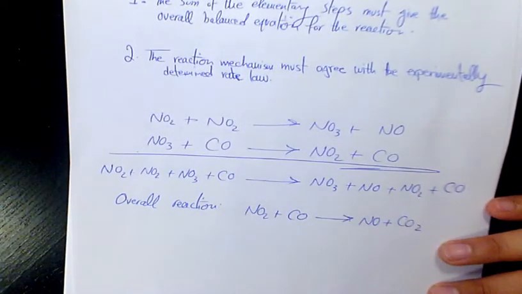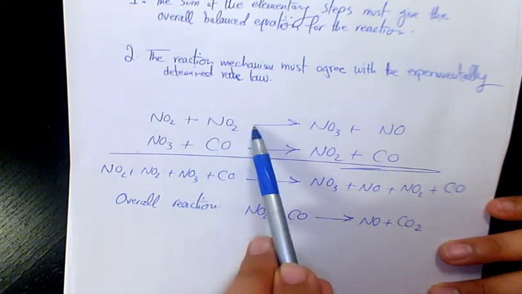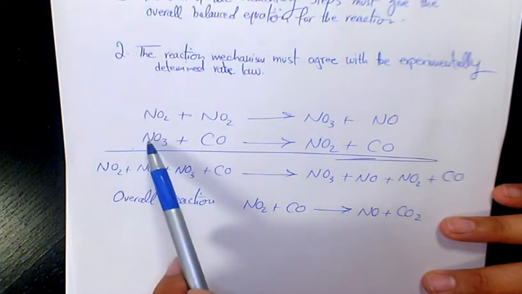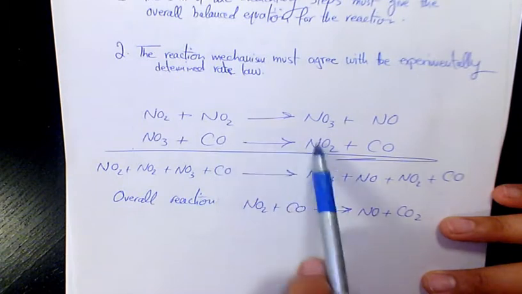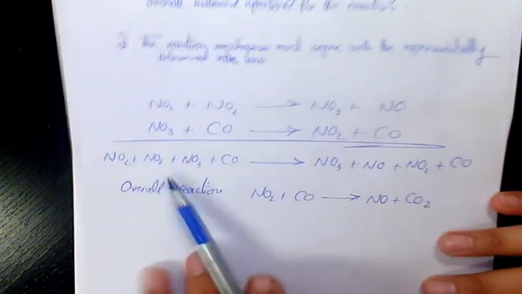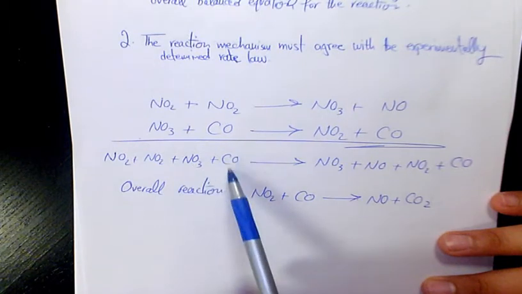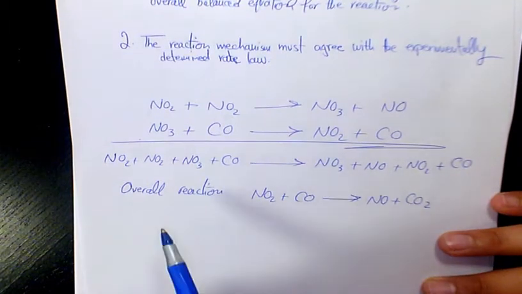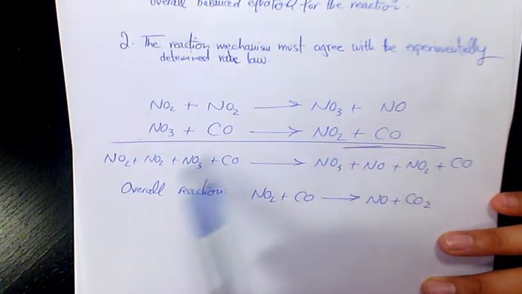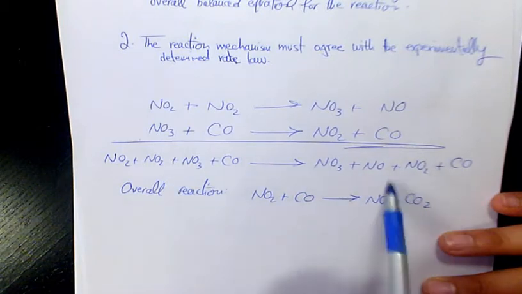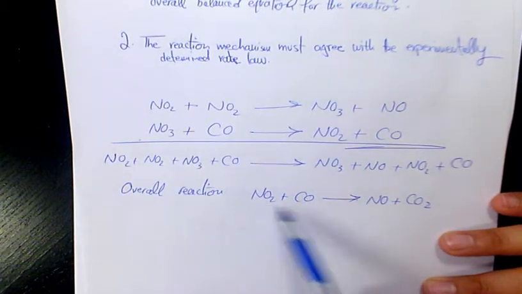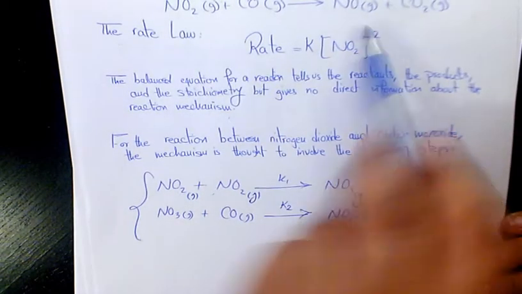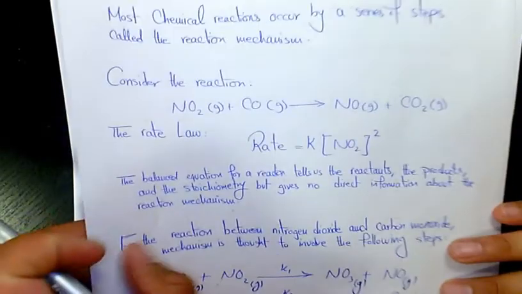So now, we have the elementary steps: NO2 plus NO2 gives NO3 plus NO. And the second elementary step is NO3 plus CO gives NO2 plus CO2. When you add these two, it's NO2 plus NO2 plus NO3 plus CO gives NO3 plus NO plus NO2 plus CO2. Now you can cancel NO3, and you can also cancel one of the NO2 from both sides. So the overall reaction is NO2 plus CO gives us NO plus CO2, as you saw it originally in the overall reaction.